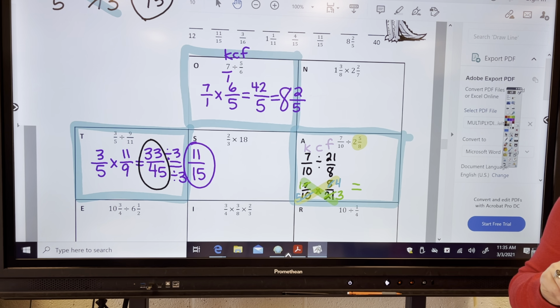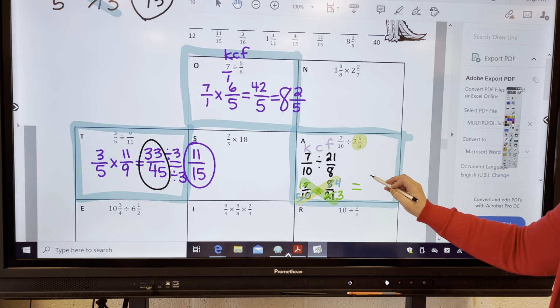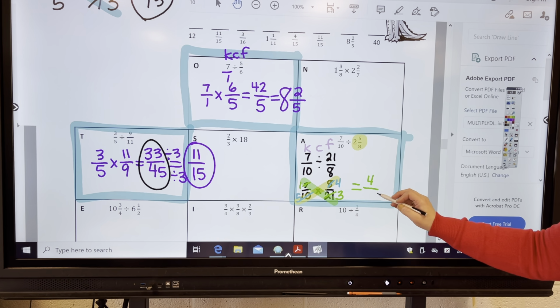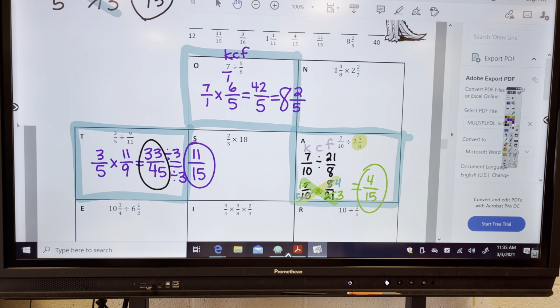So 1 times 4 is... 5 times 3 is... Now, doesn't that look a whole lot better than 56 over 210?